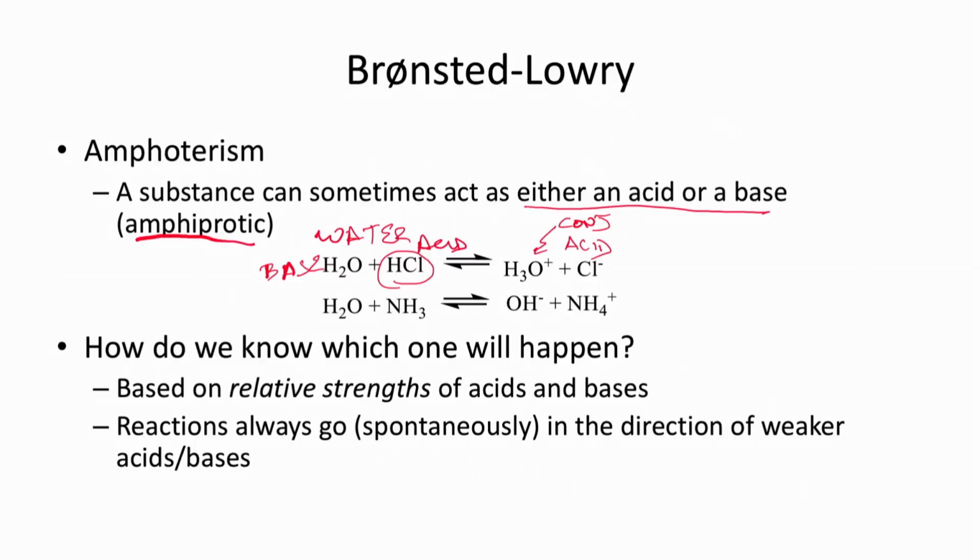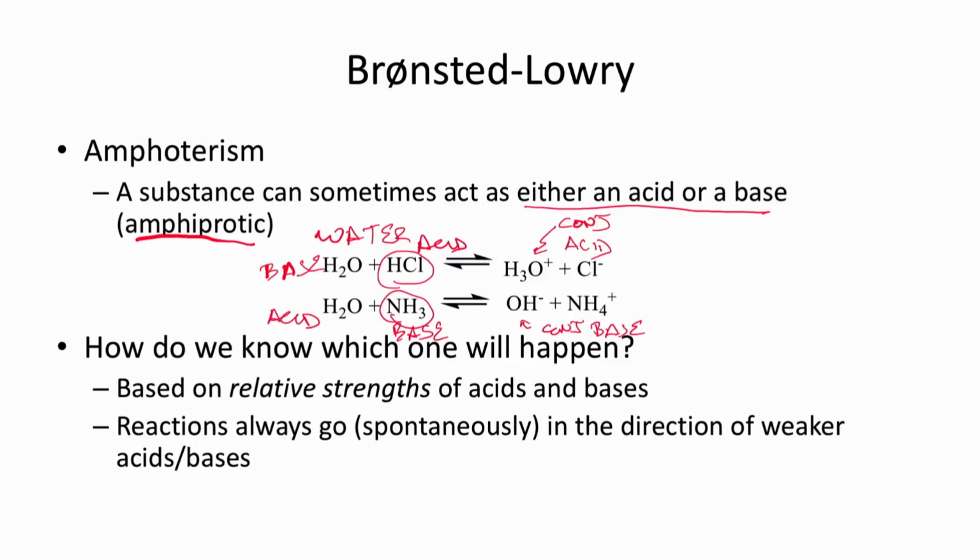But in this bottom example, the water is actually acting as an acid, and the ammonia is acting as a base. So the ammonia accepts the proton, and the water loses it. So since the water lost it, it's an acid. The thing that it formed is the conjugate base, right? So we can say that hydroxide ion is the conjugate base of water.